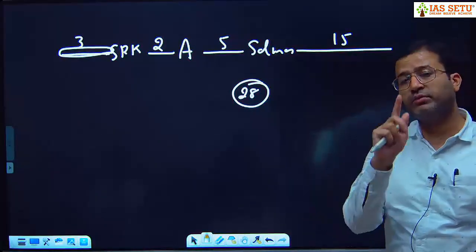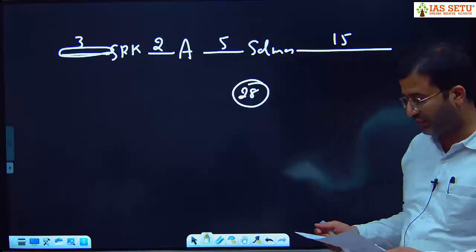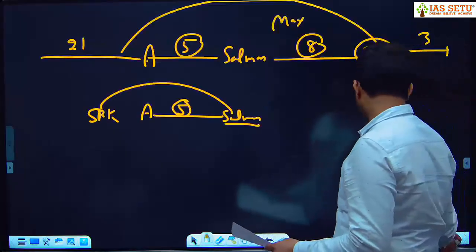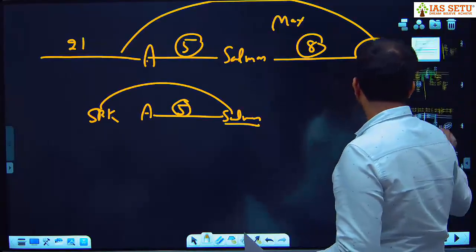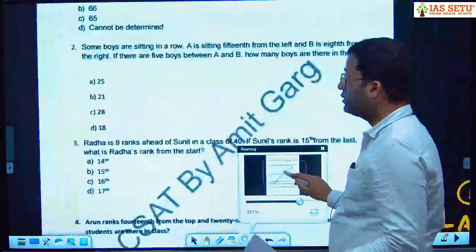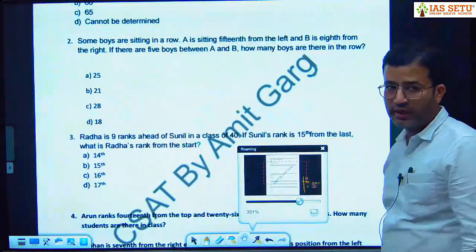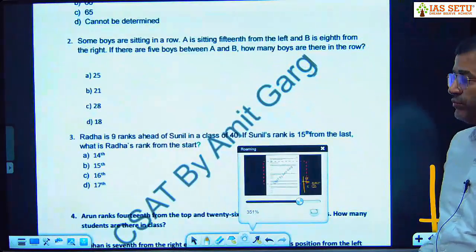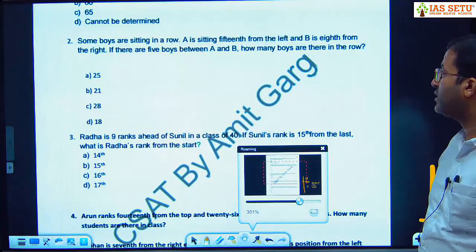Similarly, question number 2. I tell you what can be asked. Question number 2 we already solved, but I tell you an extra concept in question number 2. Some boys are sitting in a row. A is sitting 15 from the left. B is 8 from the right. If there are 5 boys between A and B, how many boys are there in the row?